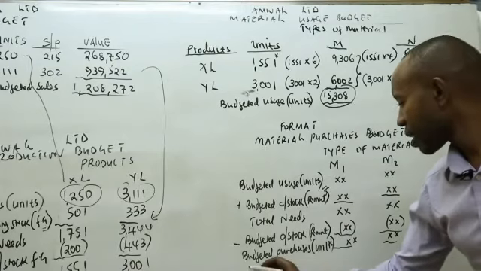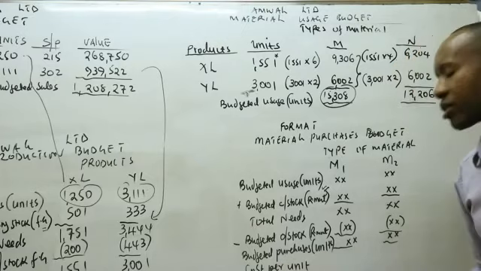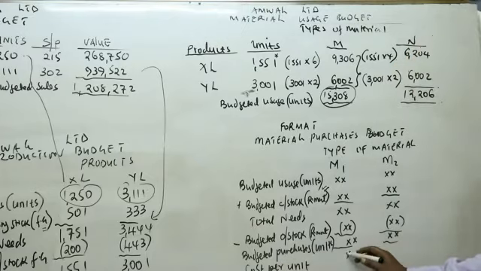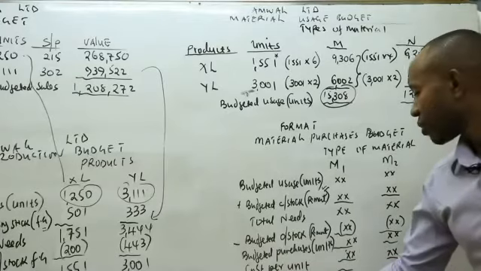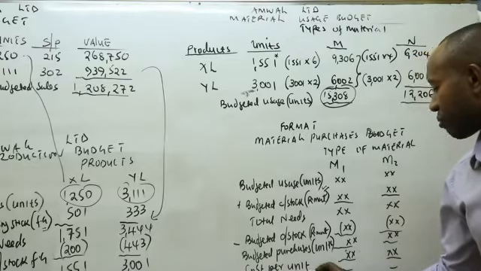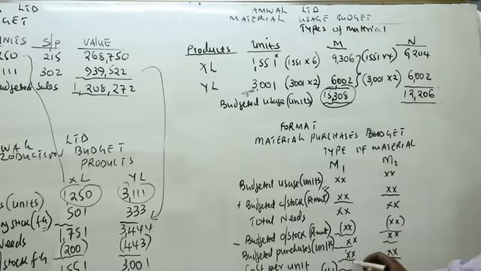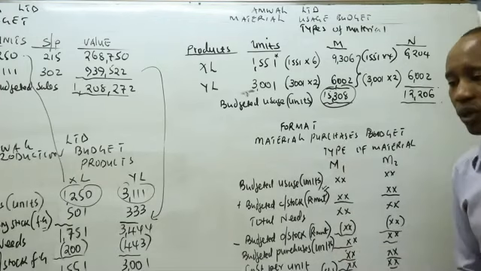Then ask yourself, what is the cost per unit of material? Multiply by that here. So units times the cost per unit will give you the budgeted purchases, but now in terms of value, in shillings. That is how your material purchases budget will look.